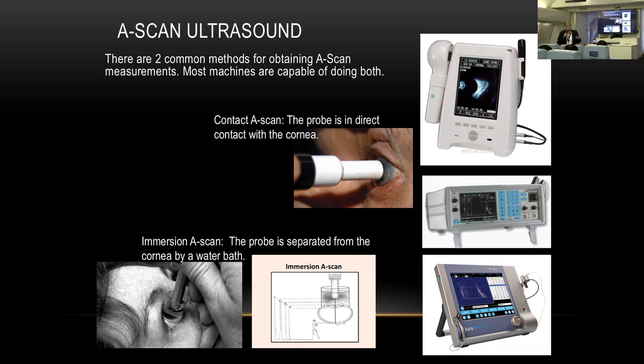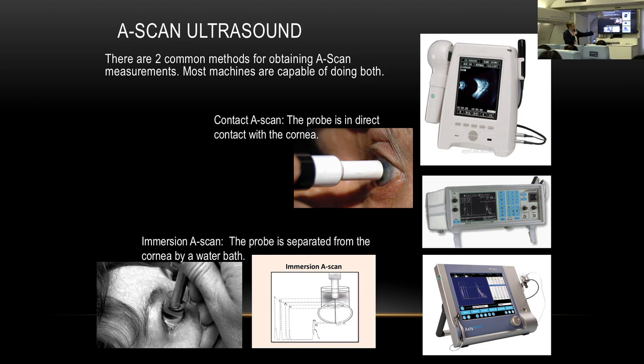So there are two common methods for obtaining A-scan. The first is the contact A-scan, where the probe is in direct contact with the cornea. And then the second way to do an A-scan is through an immersion technique, and that's where the probe is separated from the cornea and is actually in a water bath.